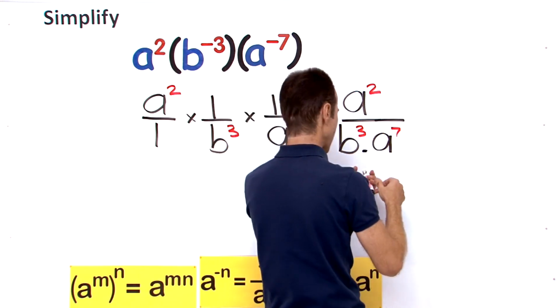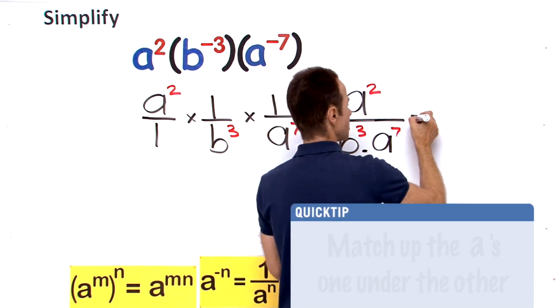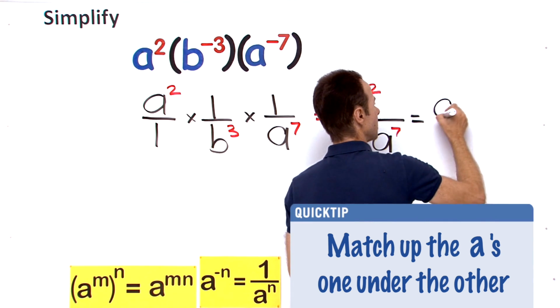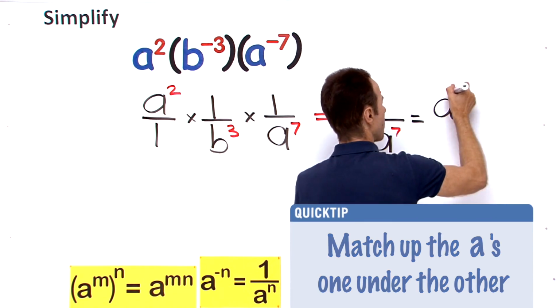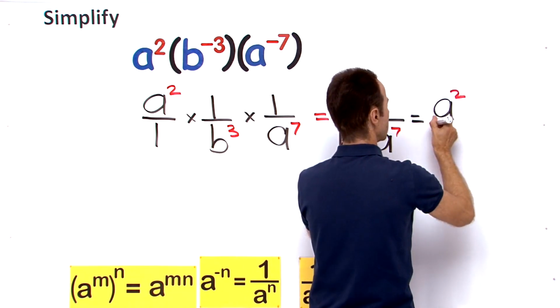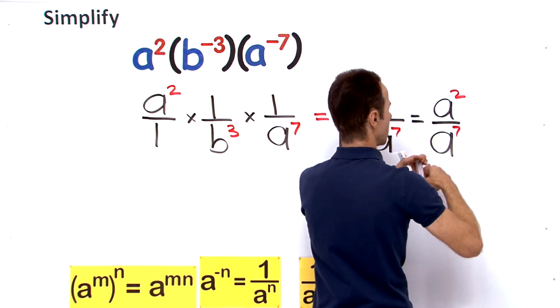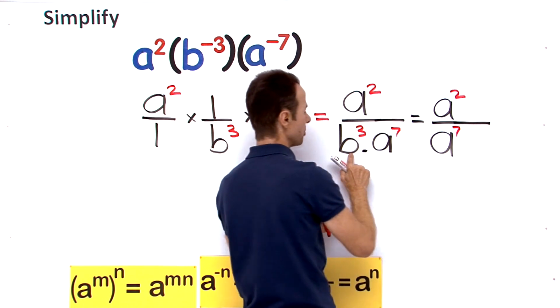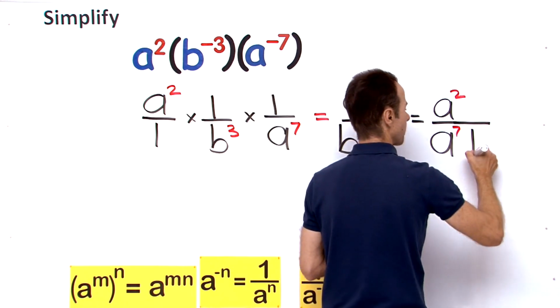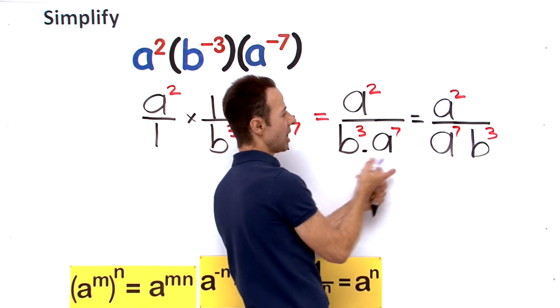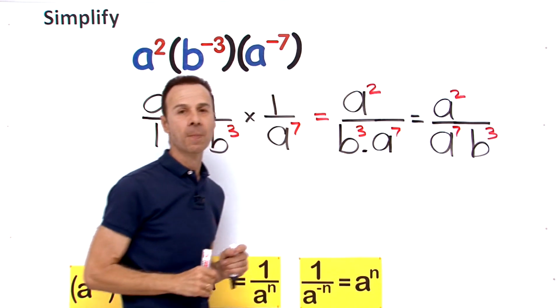So first of all, let me write it out so it's a lot neater. So I'm going to put the a's over the a so it's nice and neat. So we've got a squared over a to the 7. And let me just extend this. And over here we've got b cubed. I'm just going to drag it there. I just swapped these two. It's still the same. Nothing's changed.